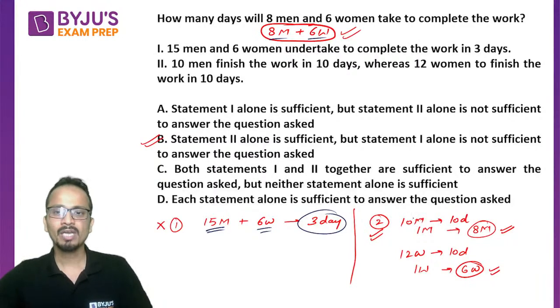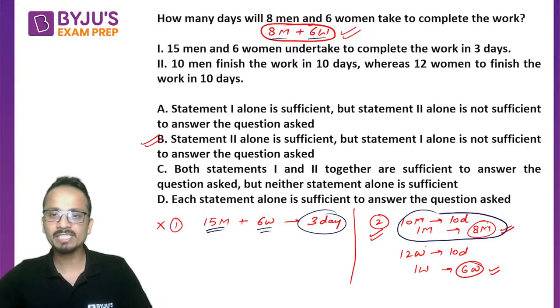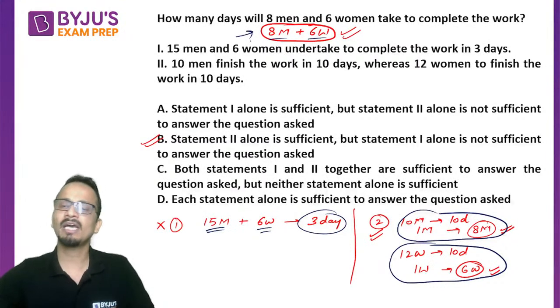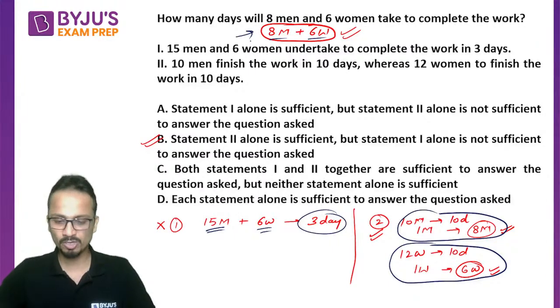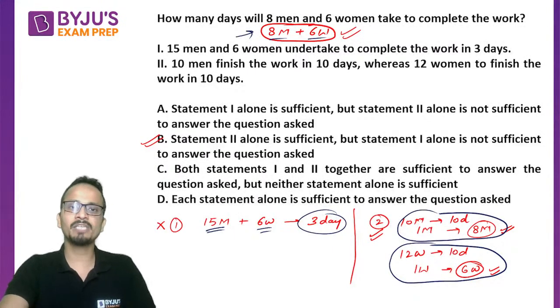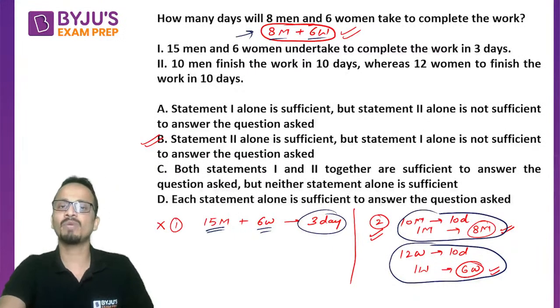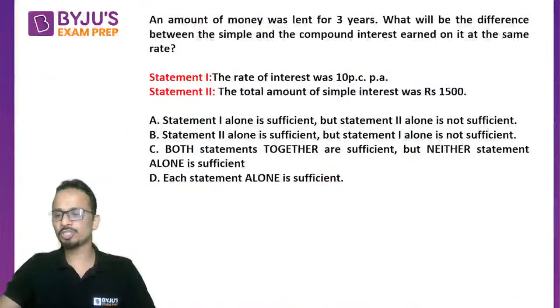Statement 2 alone, one man separately I can find out in how many days he can do it. One woman separately I can find out. And now I can substitute them here and the final answer can be given. Okay. So this is why statement 2 alone is sufficient. Statement number 1 is not sufficient. Okay. Let's move on to the next question.